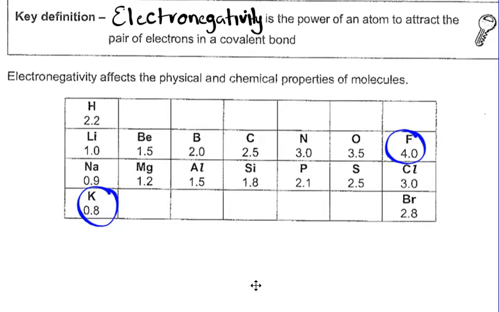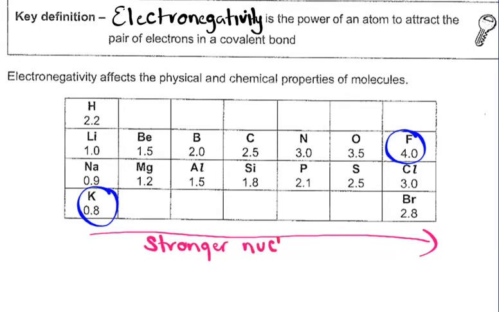You will notice as you go across the periods in the periodic table that the electronegativity value increases. This is because as you go across the periodic table, you get a stronger nuclear attraction. In other words, the number of protons increases as you go across the period, with the same number of shells, so the nuclear attraction is stronger. So the power of that particular atom to attract the pair of electrons increases.